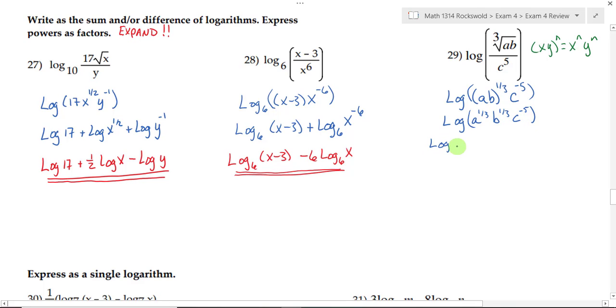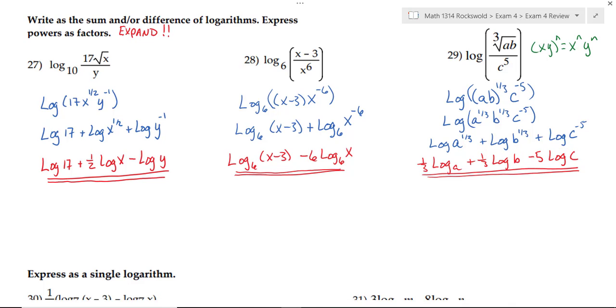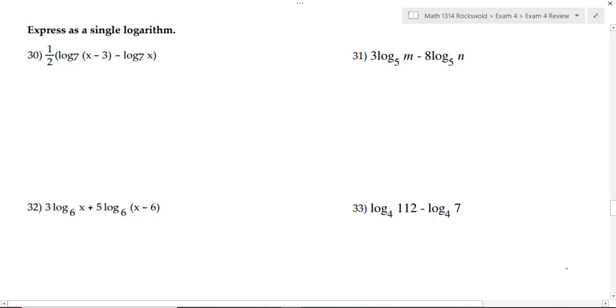So this will give us log of a to the 1/3 plus log of b to the 1/3 plus log of c to the negative 5. Then your final step will be to move those exponents down in front of the logs using the power rule for logs. So this will be 1/3 log a plus 1/3 log b minus 5 log c. When you use this process of rewriting the argument as products of powers, it takes care of the quotient rule. You don't worry about making a mistake with the quotient rule and putting a negative in the wrong place. So all I'm using is the product rule here and then the power rule. Now we're going to go in the opposite direction.